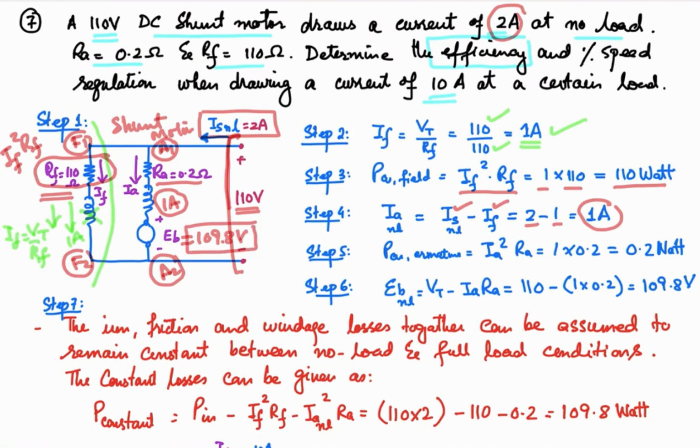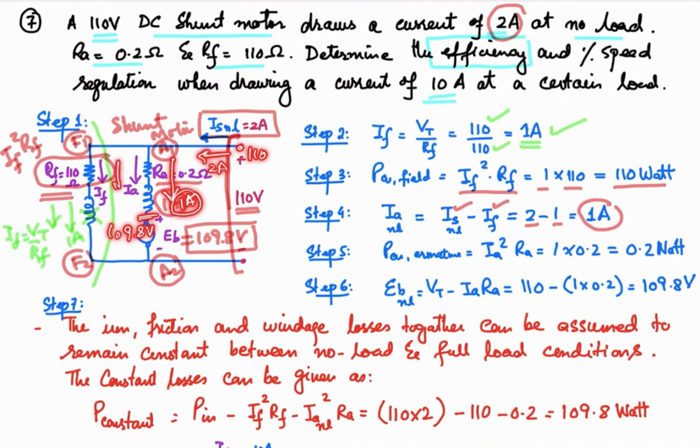And because of this difference, 110 volt over here and 109.8 volt over here, the current is going to flow, and that is going to be the 1 ampere in this particular state when the total current from here is 2 ampere.